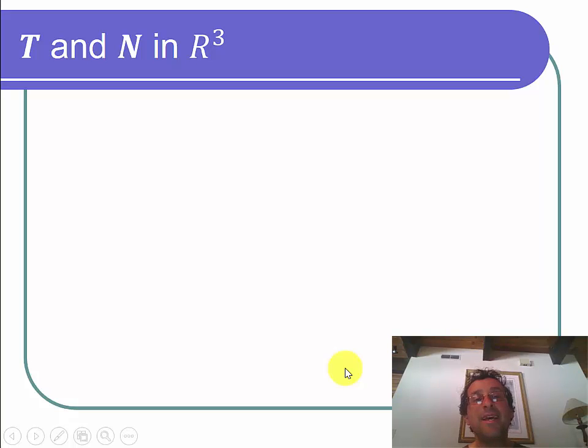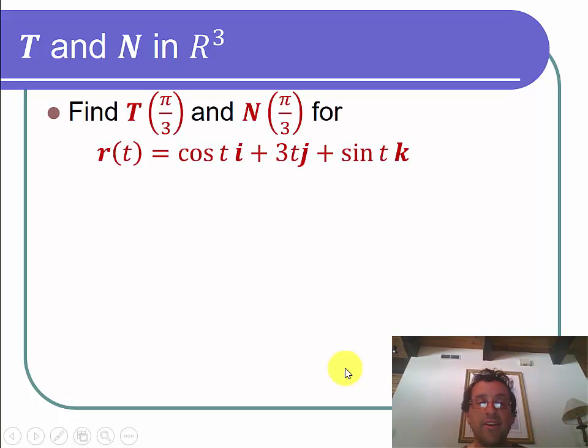So what happens in 3 dimensions? We do the same thing, except we can't use a shortcut. So here's the question I have: find the unit tangent vector at pi over 3, that's T of pi over 3, and the unit normal vector at pi over 3 for the vector-valued function r of t equals cosine of t i plus 3t j plus sine of t k.